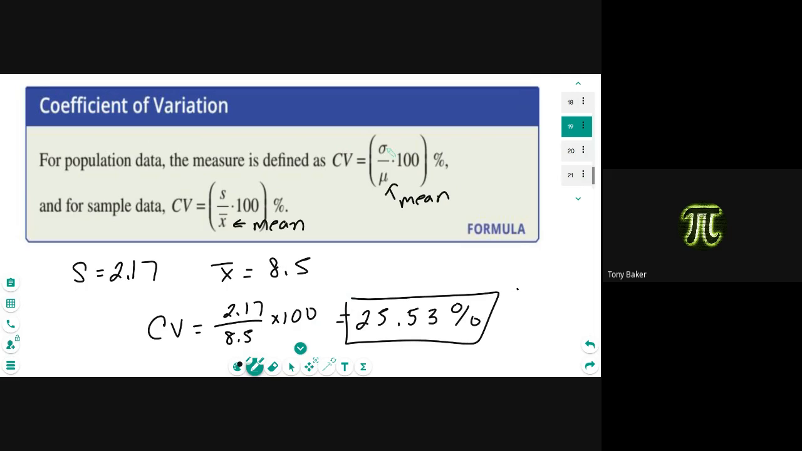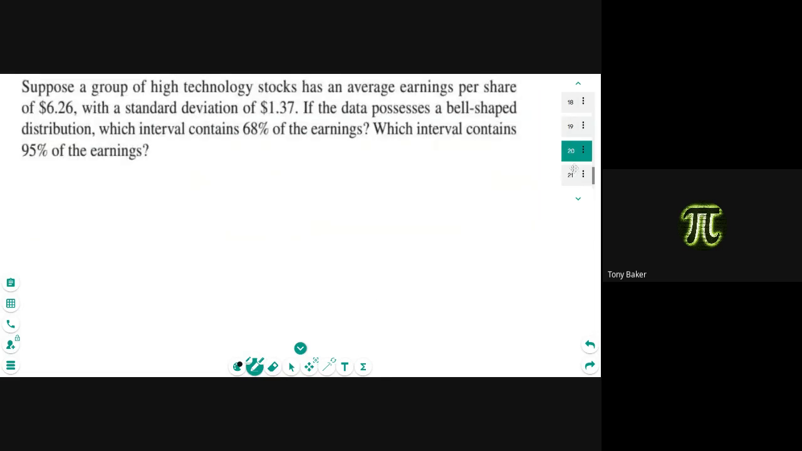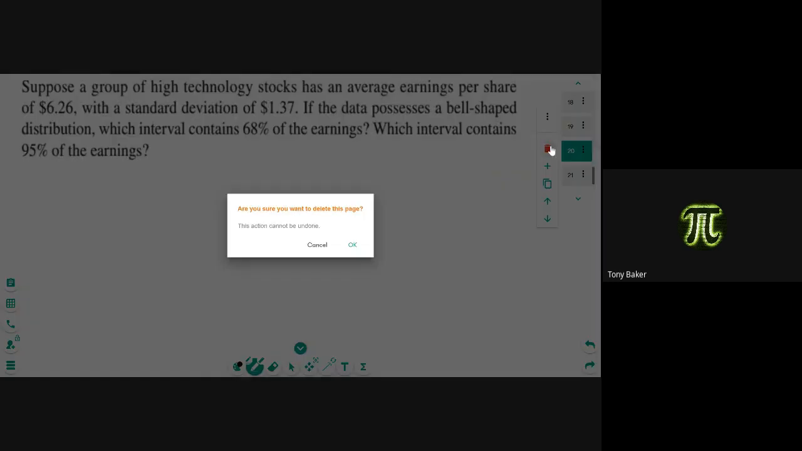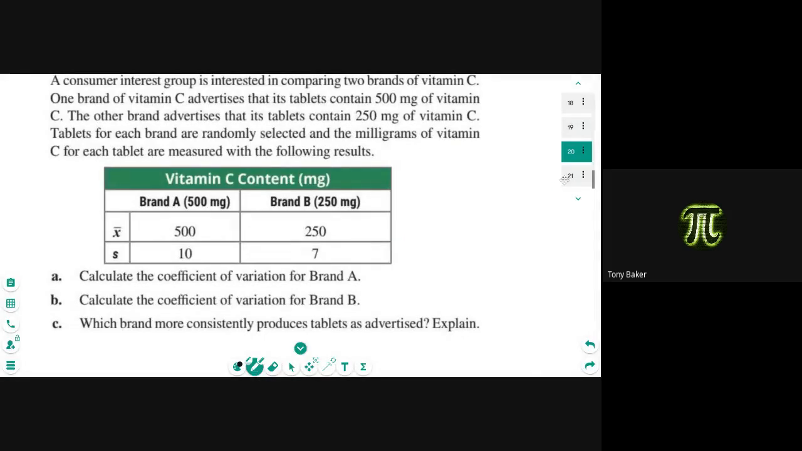Same thing with the standard deviation, how it changes. So typically for population, we use the Greek letters. And for sample data, we use Arabic. And then for everything else we use Arabic.